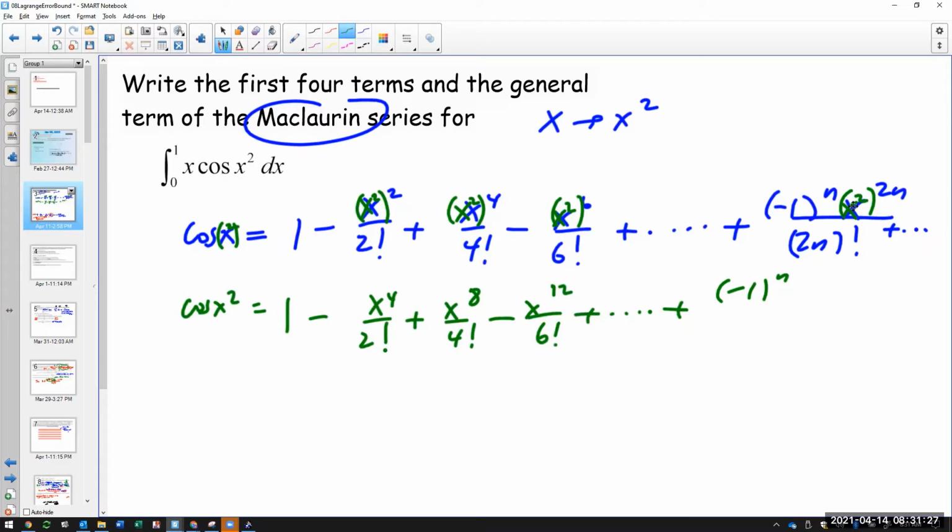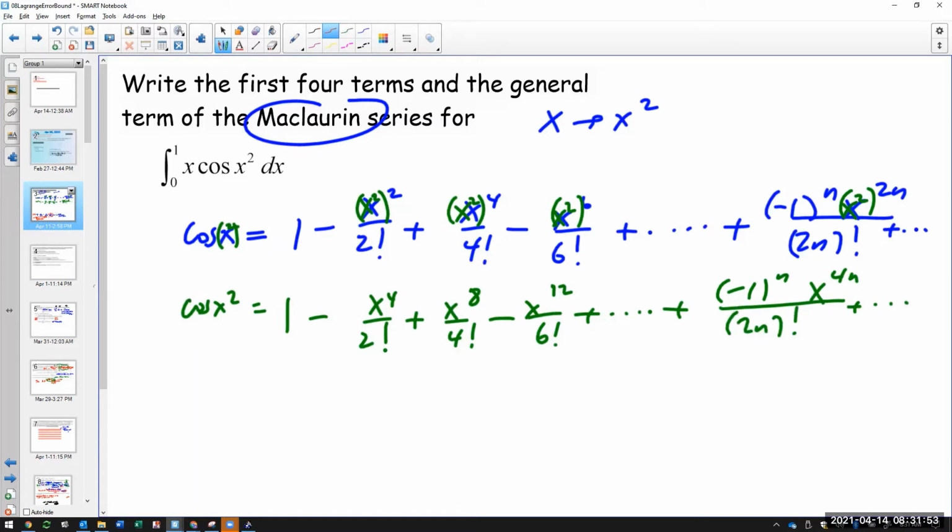In here, what did I do to each of these exponents? Multiplied by 2. So do you see this would now be x to the 4n, because 2n times 2 is 4n. On the bottom, did I change anything to the denominator? No, so I'm going to keep that 2n factorial. Don't forget your plus dot, dot, dot. Then what you do is now I need to multiply by x.